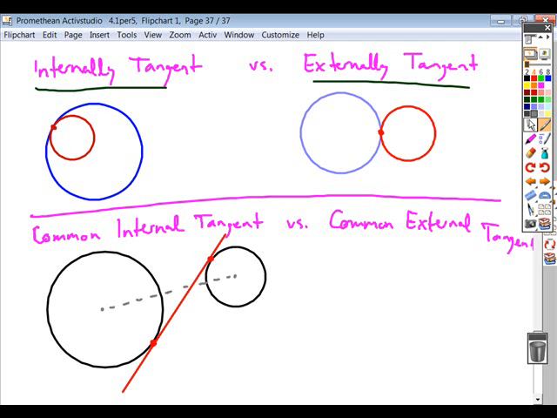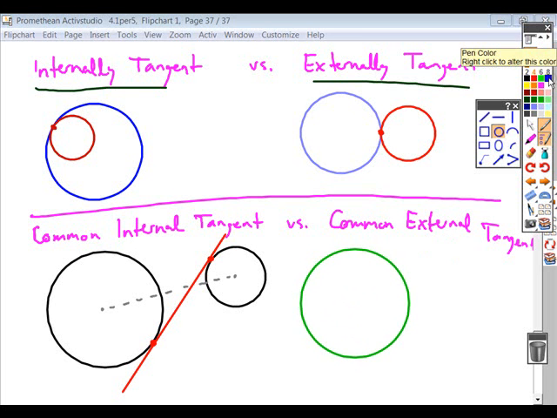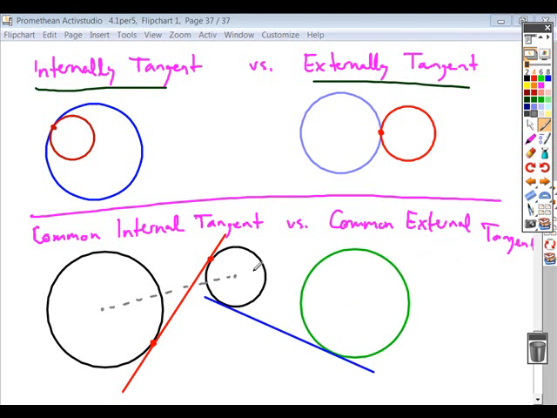A common external tangent, on the other hand, exists when you have an imaginary line, again, connecting the centers of these circles. So notice now this blue line does not pass through this imaginary line connecting the centers. Therefore, this is referred to as a common external tangent.